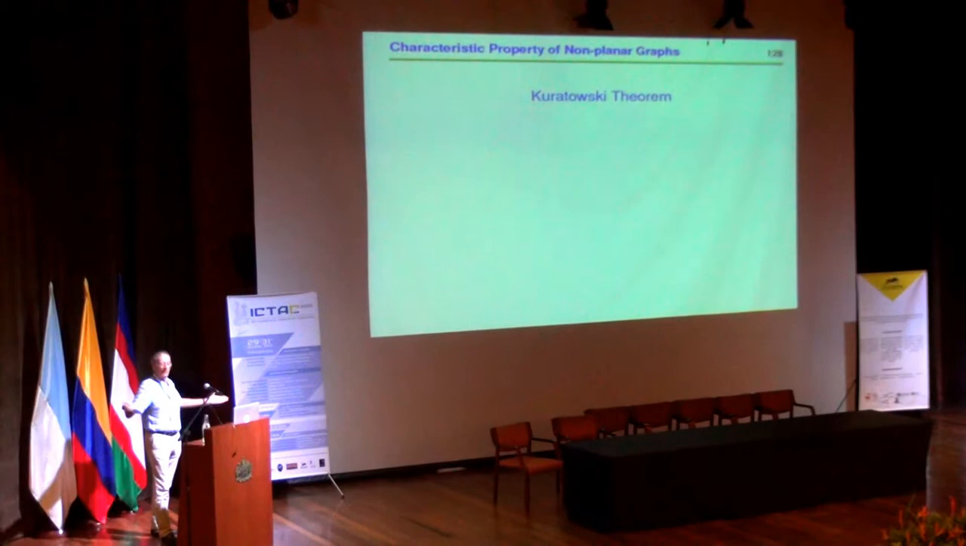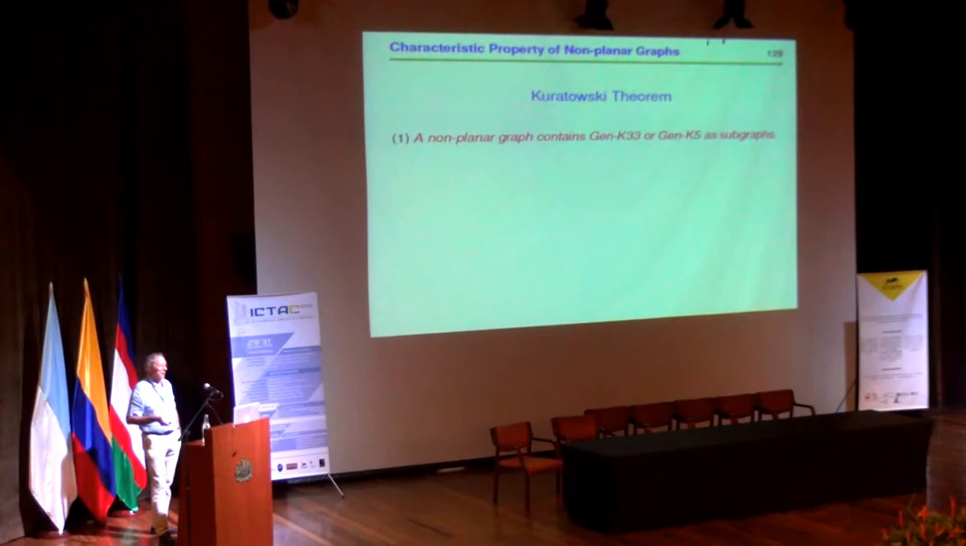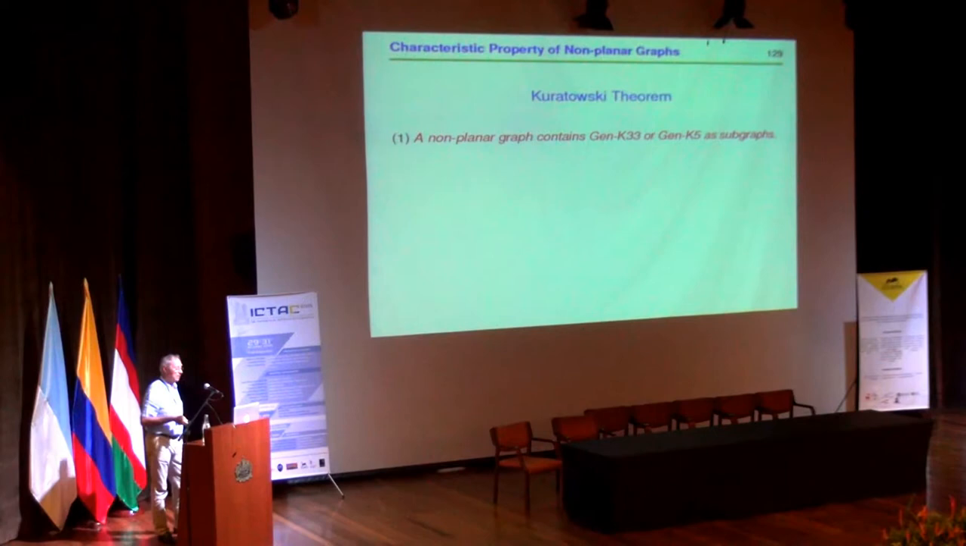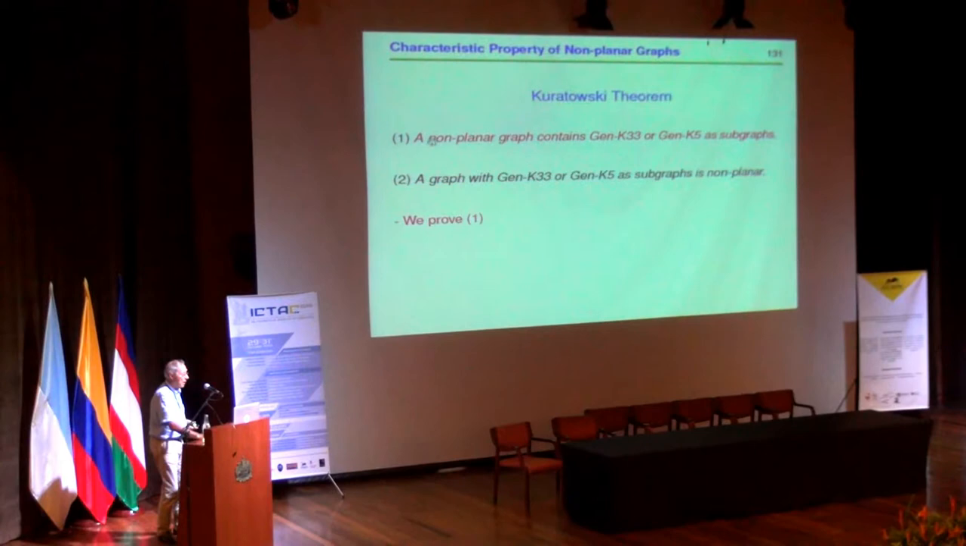So that's it. Our context is finished, and it takes quite a long time to just define this context. Now we are ready to define the Kuratowski theorem. It has two parts: a planar graph does not contain gen K3C or gen K5 as subgraph, and the reverse statement, a graph containing gen K3C or gen K5 as subgraph is non-planar. And what we are going to prove is this part, which is the most difficult.